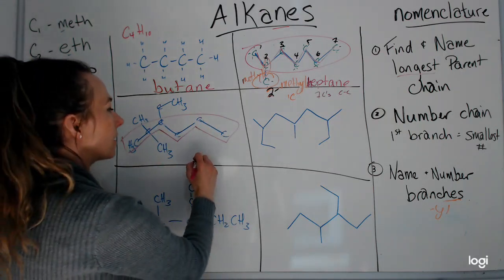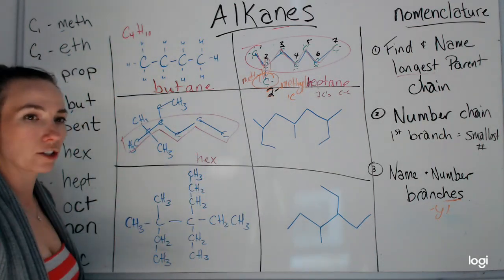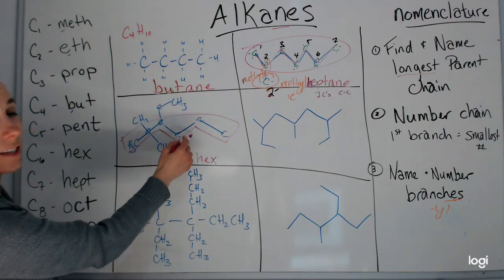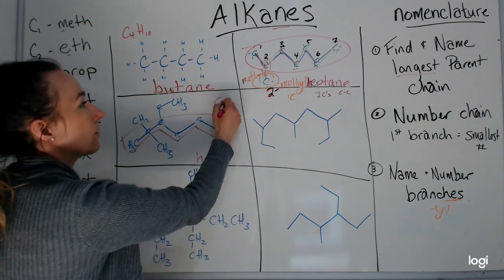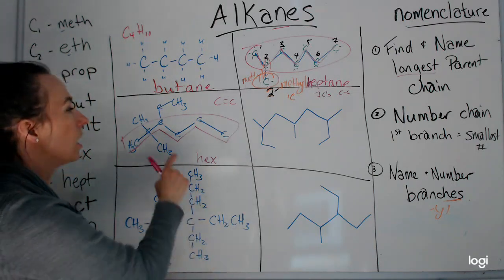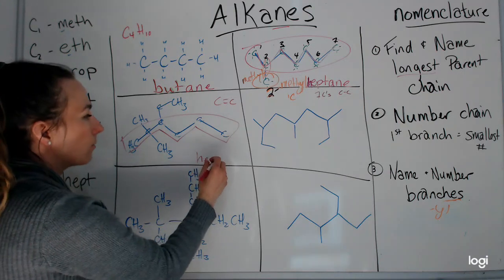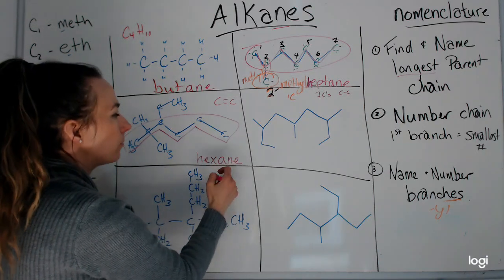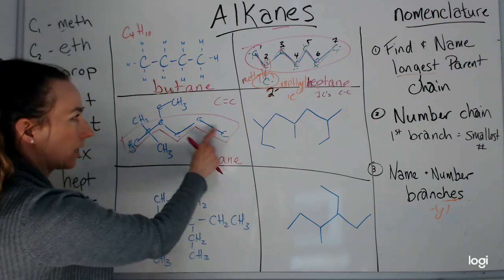So how do I say 6? Hex. So there are 6 carbons in my parent chain, and that parent chain is all singly bonded carbons. I don't see any double sticks, right? If it looked like that, that would be a double bond. But I don't have 2 sticks in between carbons. I only have 1 stick. So all singly bonded. So I'm going to end it in ane because it must be an alkane. Hexane. 6 carbons singly bonded in my parent chain.